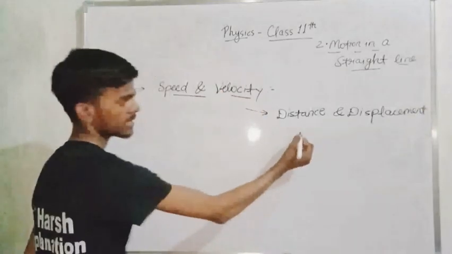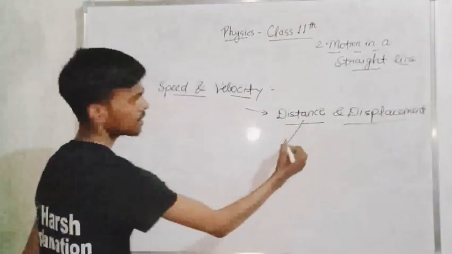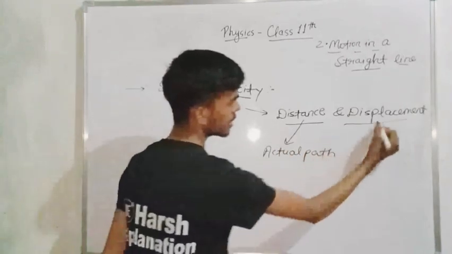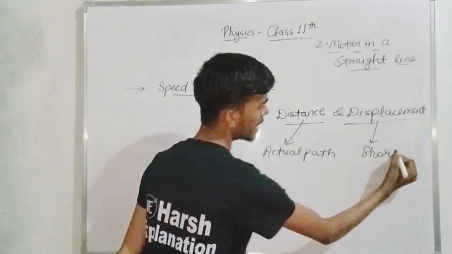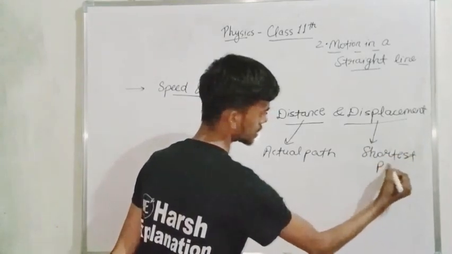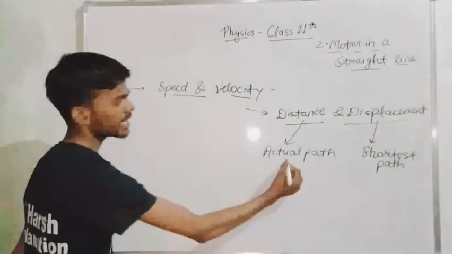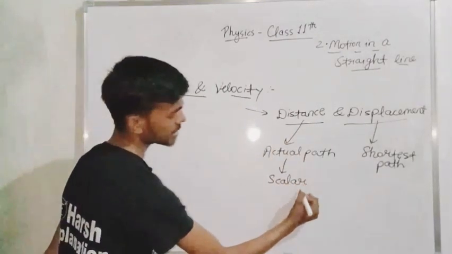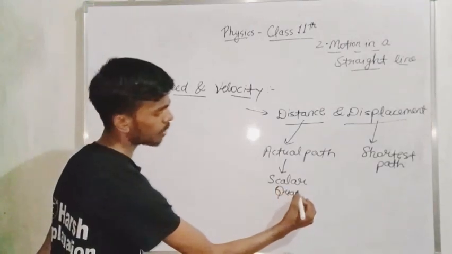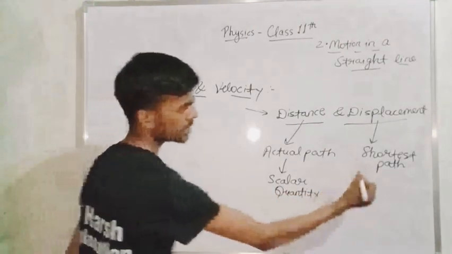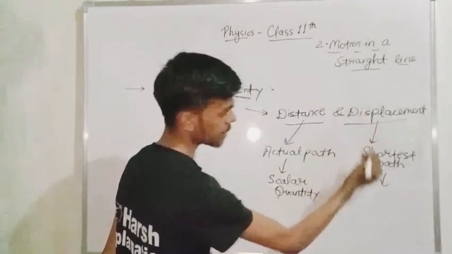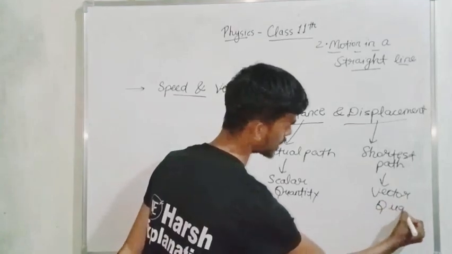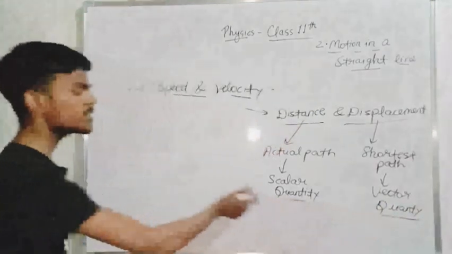What I had said is that distance is the actual path, and displacement is the shortest path. I had explained this in the previous video. Also I had told that distance is a scalar quantity. Scalar quantities are those quantities which have only magnitude. And I had told that displacement, the shortest path, is a vector quantity. So I had explained on the basis of the quantity, as well as on the basis of the path it occupies.